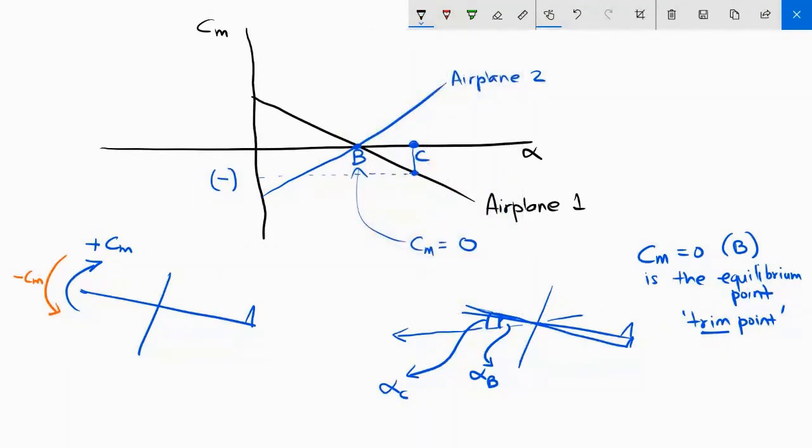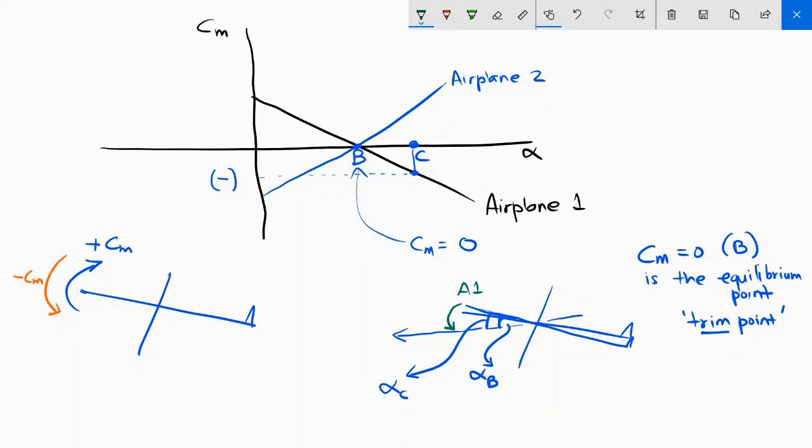So when the angle of attack is alpha C, we get a negative moment, which means airplane 1 will experience a force which will try to rotate it downward. If this airplane that I've sketched here is airplane 1, then when the angle of attack is alpha C, it will experience a moment which will be negative. So it will try to make the angle of attack go back to alpha B. So this is a statically stable aircraft.